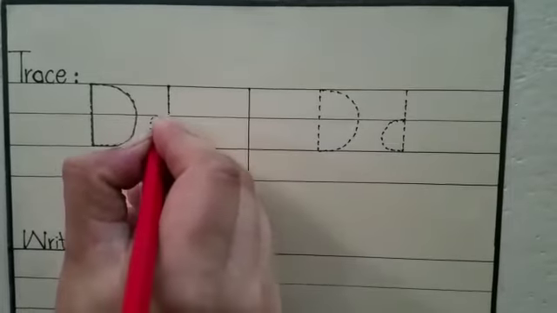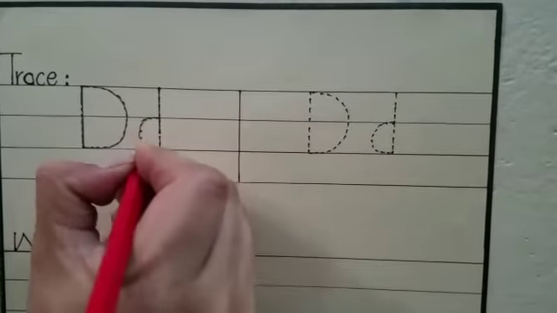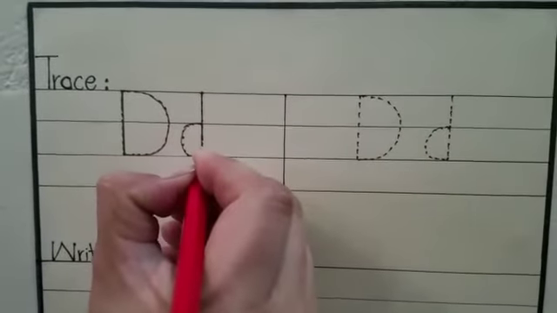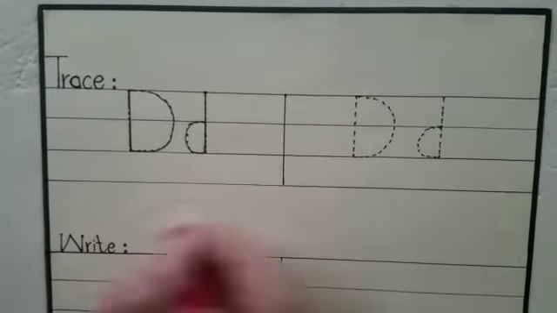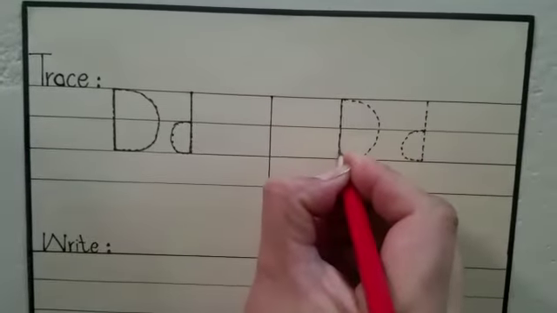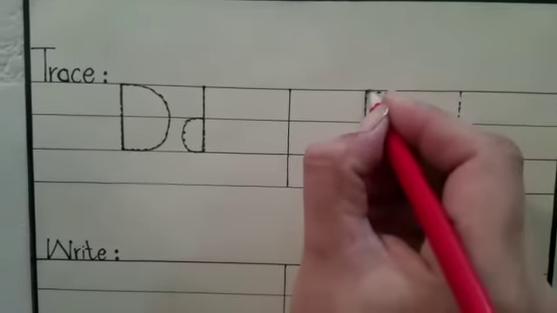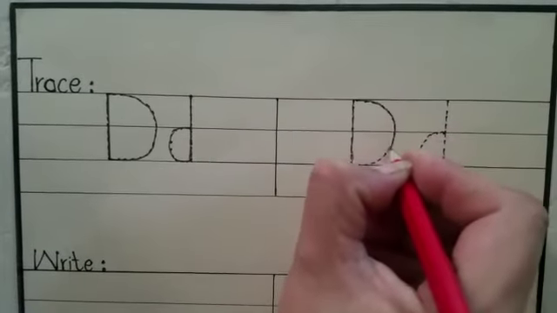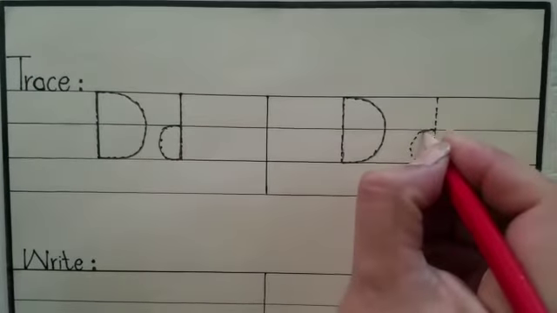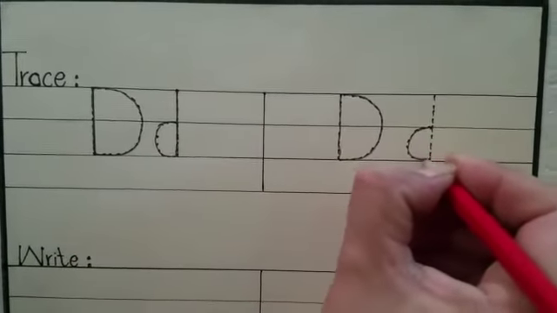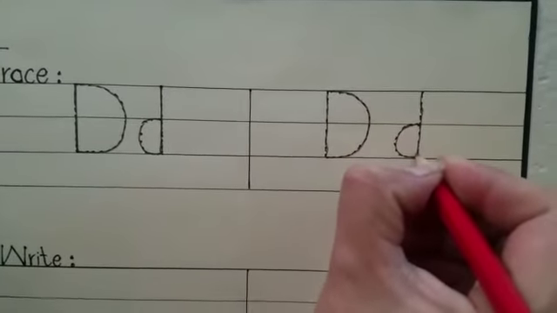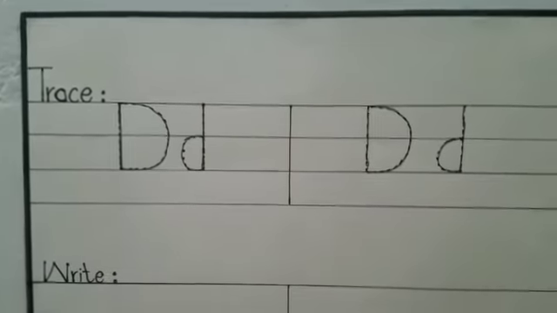Good. Now trace small D like this. This is small D. Capital D, small D. Let's trace it again. Trace it slowly. Go down and then round, round, round and stop. Small D. Go round, round, round and now draw a straight line. Wow, that was very nice.